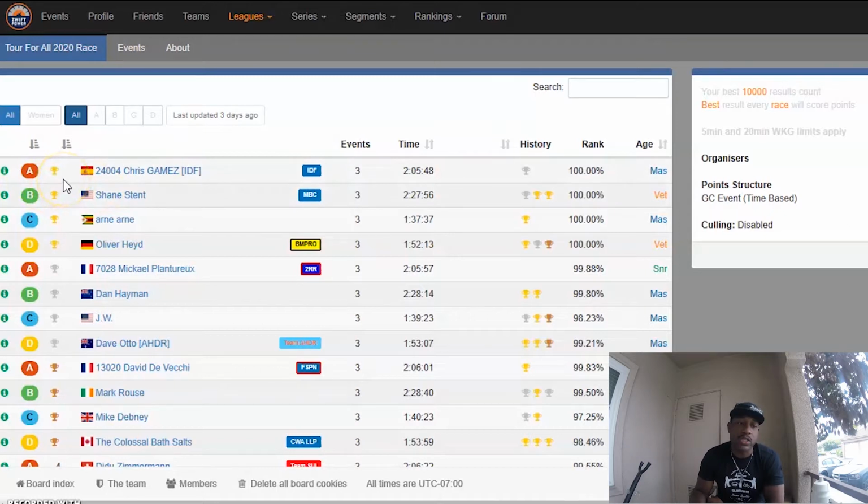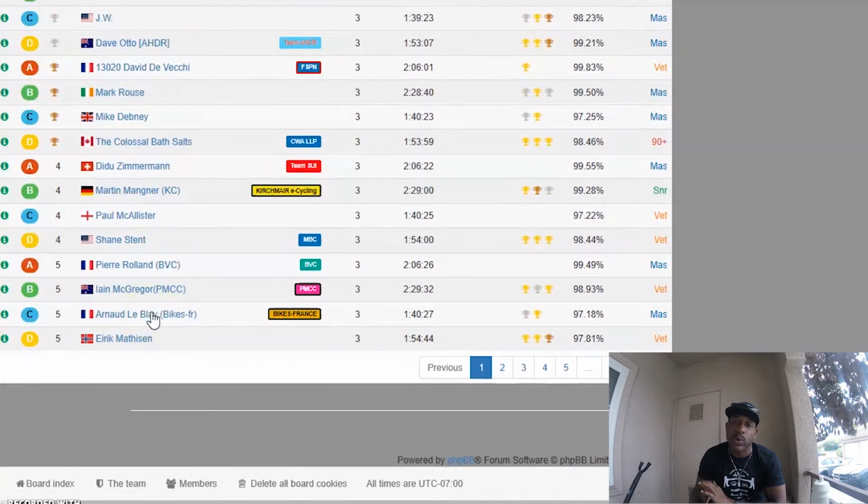So for Tour for All 2020, you have Chris Gamez of IDF. He's done three events. He has his overall time, and it shows his history that he pulled in a second place, and he did an A race and got first. But overall, he is currently in first. At first place for B is Shane Stent, and so forth for the different categories. Then you see who's in second in A, B, C, D, you see who's in third, and so forth. So again, this is how you can go through the different leagues and see what the standings are.